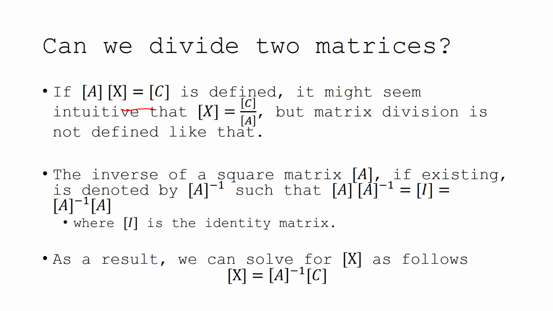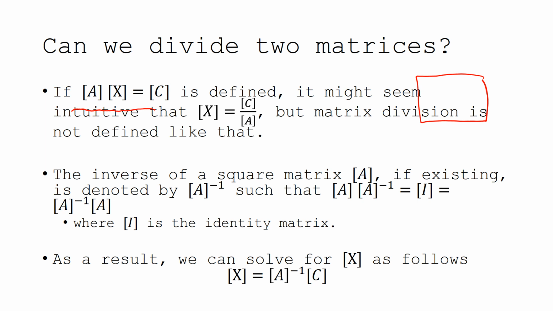Maybe when we look at this equation, it looks like a very straightforward algebraic equation, and we can say, okay, let's divide both sides by A so that I have a solution for x equal to C over A. While algebraically it looks sound, this is not a right matrix operation. There is no operation called matrix division, and instead we have to use what we call a matrix inverse.